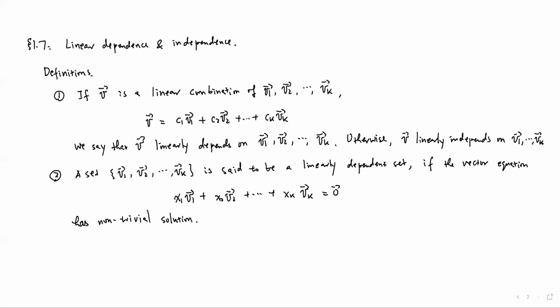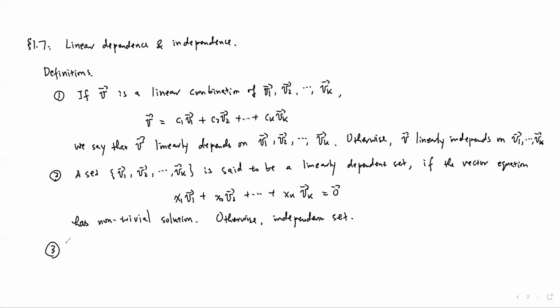Otherwise, it is an independent set. If this vector equation has just the 0 solution, then the set is an independent set.